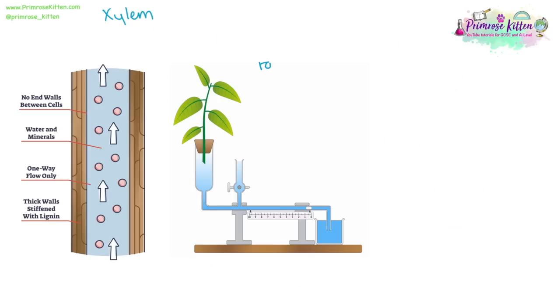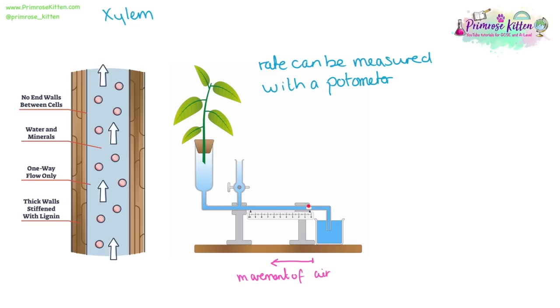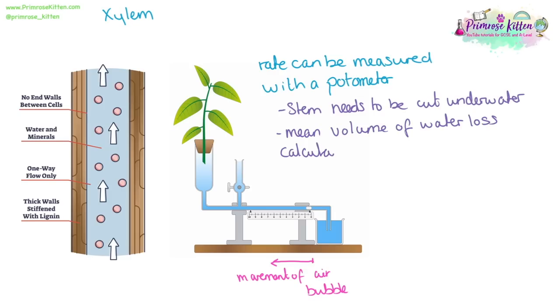We can measure transpiration, how well the xylem is working, with a potometer. An air bubble is introduced and we can follow that movement and measure the movement of the air bubble. The stem of the plant needs to be cut underwater so that we don't introduce any air bubbles. And the mean volume of water loss can be calculated.